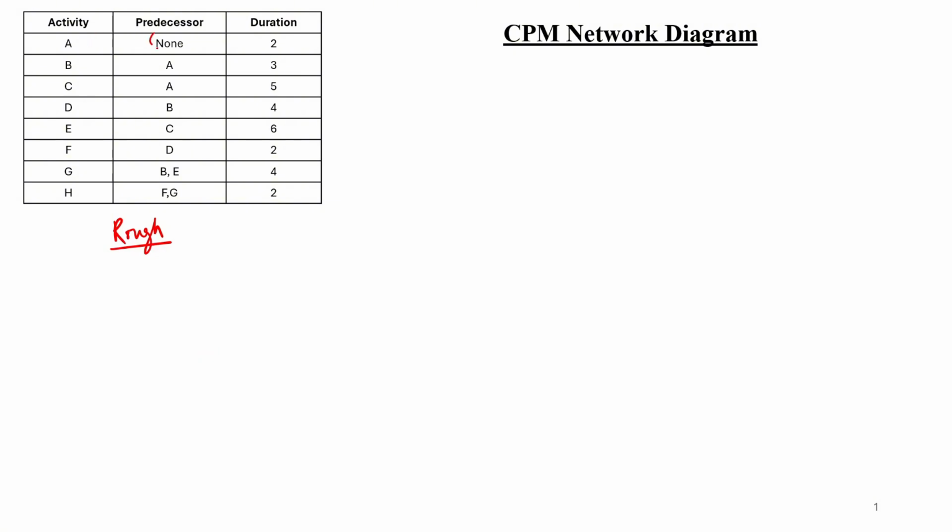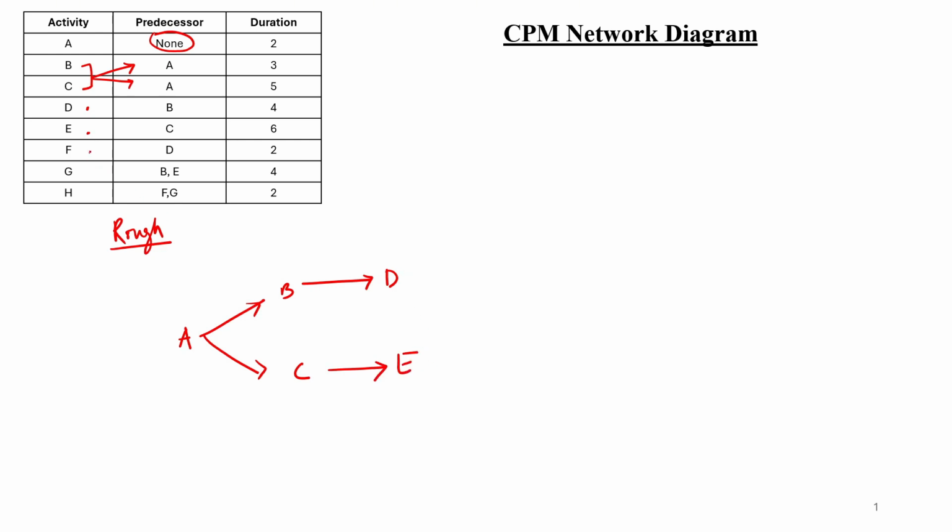Here, activity A does not have any predecessors, so we know that activity is starting first. Activities B and C both have common predecessor, that is activity A. So once activity A is completed, we know activities B and C are going to start. For activity D, the predecessor of activity D is B. So once activity B is completed, activity D is going to start. Similarly, for activity E, the predecessor is C. So once activity C is completed, activity E is going to start.